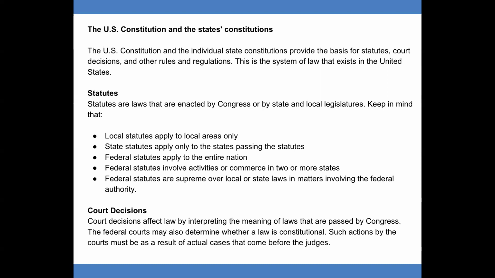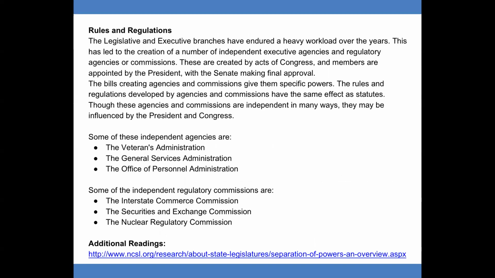Court decisions. Court decisions affect law by interpreting the meaning of laws that are passed by Congress. The federal courts may also determine whether a law is constitutional. Such actions by the courts must be a result of actual cases that come before the judges.